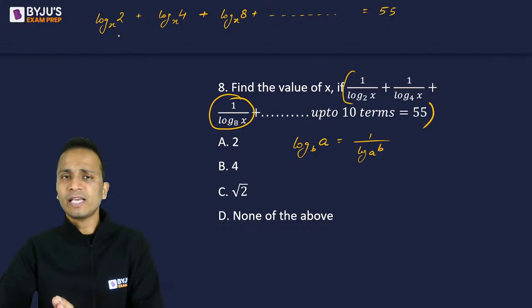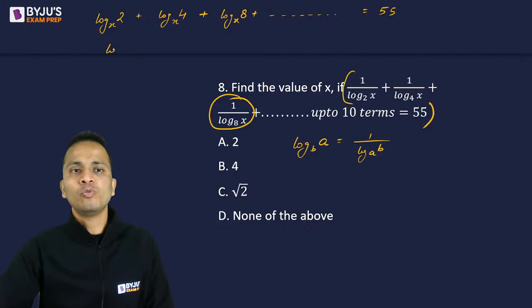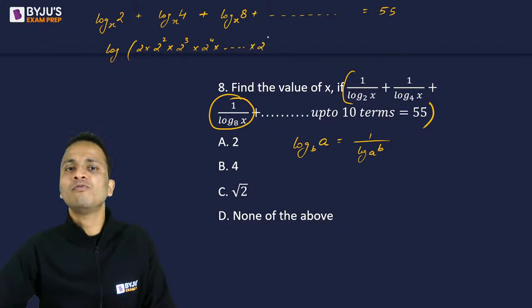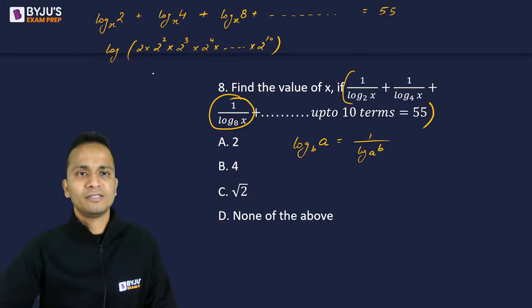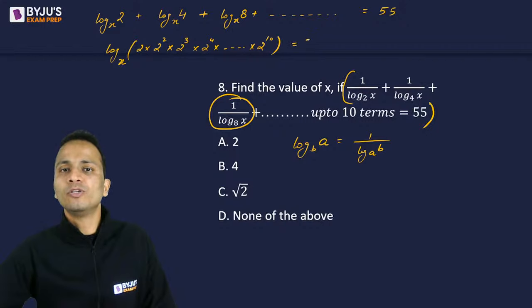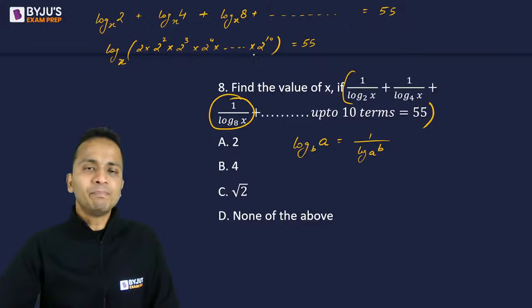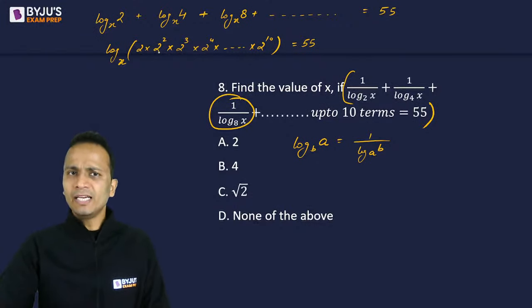Since we have the same base, we can do that. So we can write it as log of 2 multiply 4. Now 4 can be written as 2 square multiplied by 2 cube multiplied by 2 raised to the power 4, and so on. Since there are 10 terms, the last term will be 2 raised to the power 10. ठीक है, and the base will be equal to x. This is equal to 55. Clear? Now inside the bracket, all the powers will get added, right?